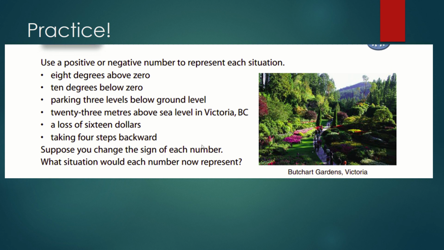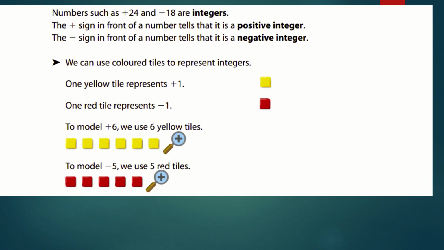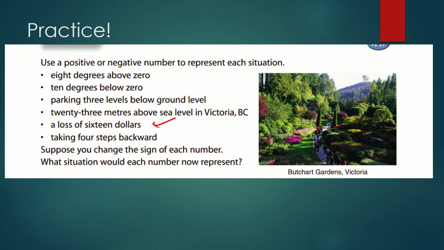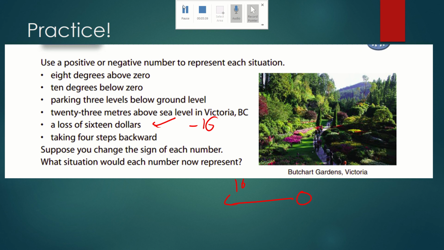So here, let's look at this one, a loss of $16. Well, we start at 0, and now we're going to a loss of 16. So my answer here is negative 16 because I lost it. So go on and practice. Okay, now that you've practiced, let's do this.